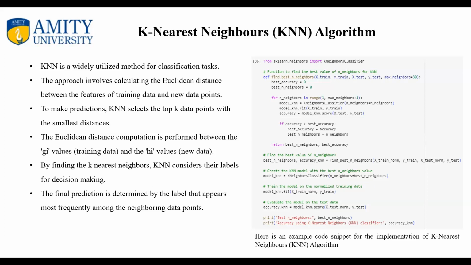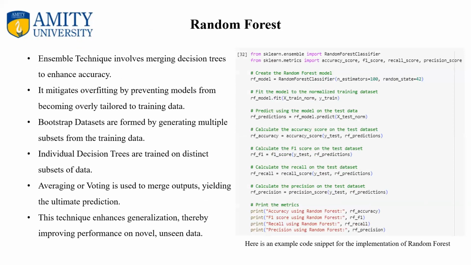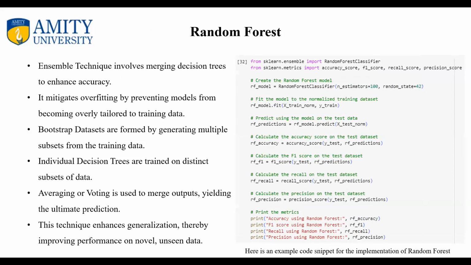Moving on, next is random forest. The ensemble technique of random forest combines decision trees to boost accuracy. It prevents overfitting by avoiding an overly fit model to the training dataset. It generates multiple subsets from the training dataset using a bootstrap method and trains individual trees on these different datasets. The outputs are then merged through averaging or voting to make the final prediction.